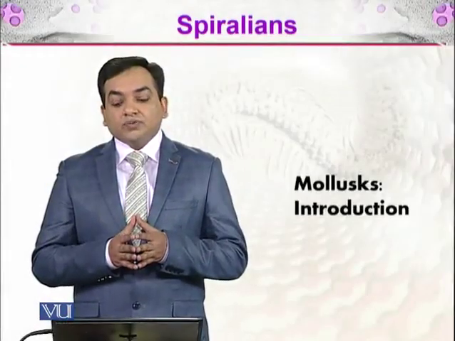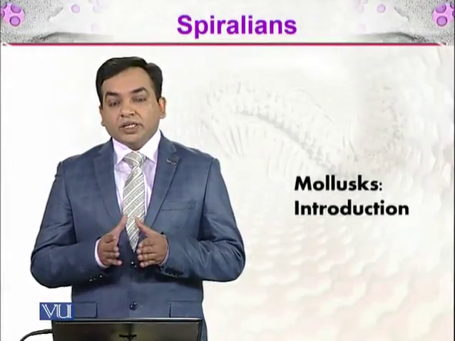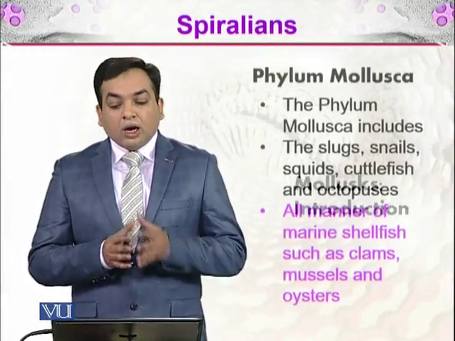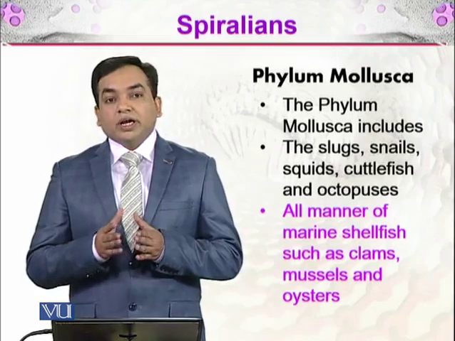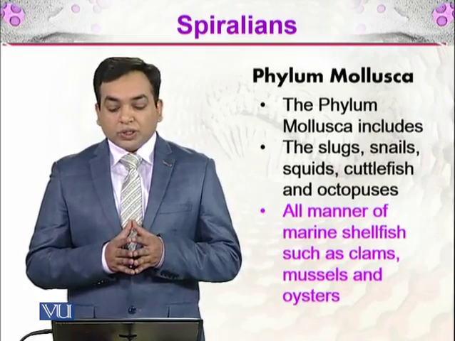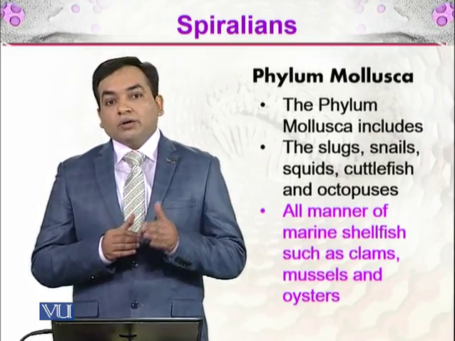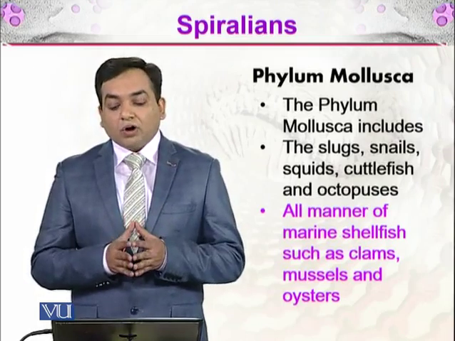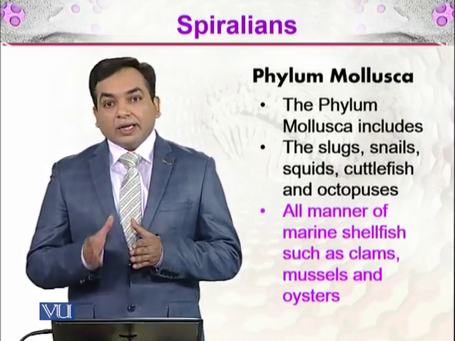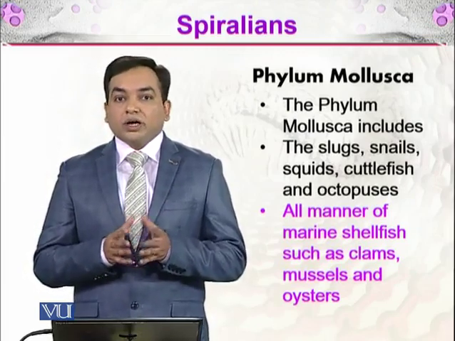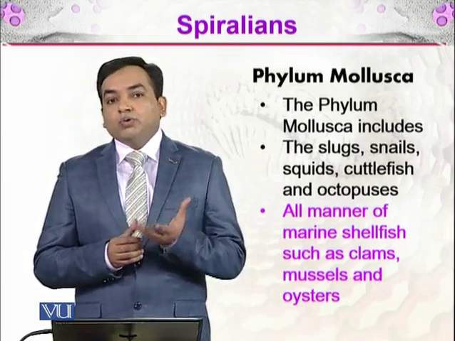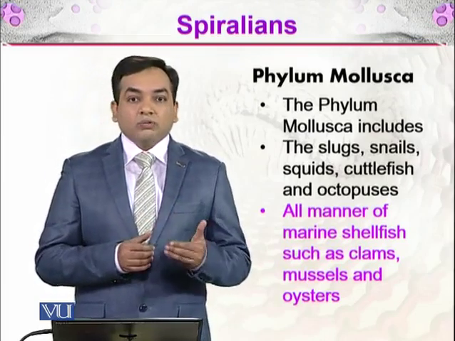Among the spiralians, we will be discussing the mollusks. The phylum Mollusca includes the slugs, snails, squid, cuttlefish, and octopuses, along with all manner of marine shellfish such as clams, mussels, and oysters. These are included in the phylum Mollusca. Now, why do we call the phylum Mollusca the phylum Mollusca?